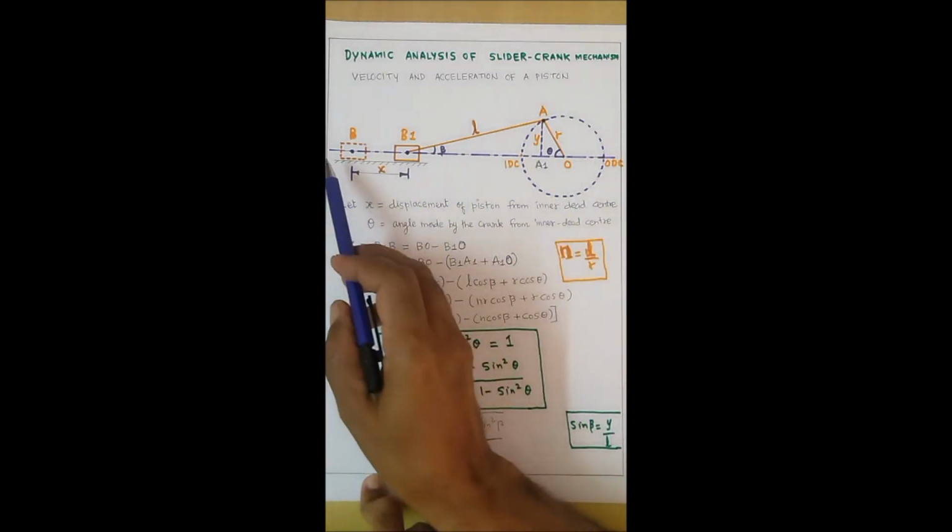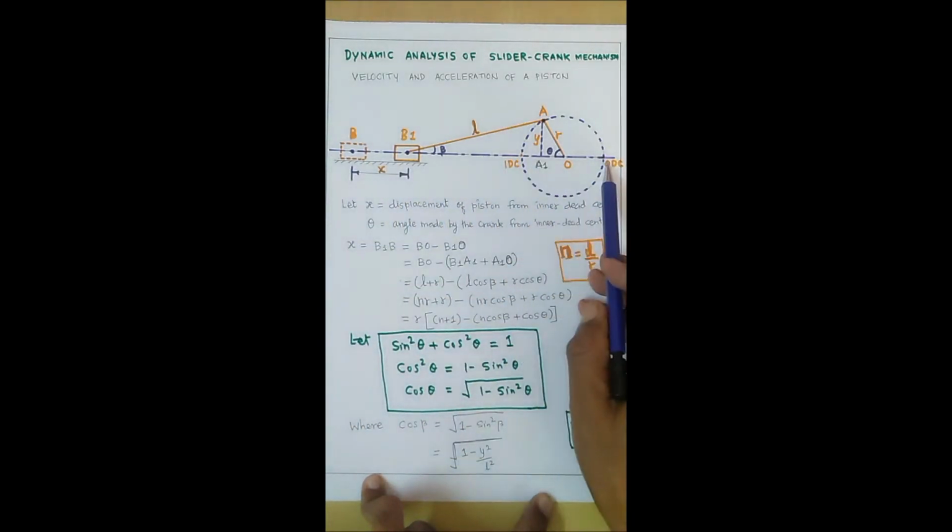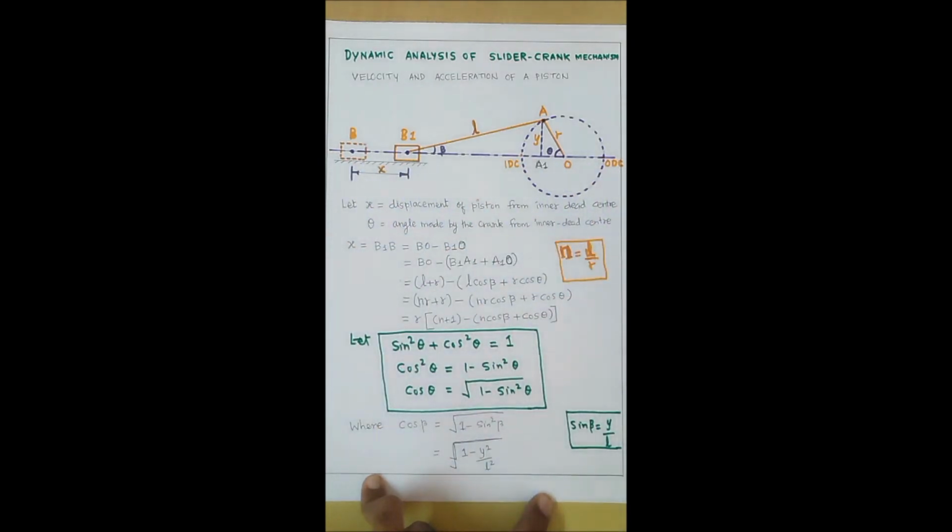Okay. Now you draw a horizontal axis. So this is the horizontal axis. On the horizontal axis, take any arbitrary point. So this is point O, the arbitrary point. OA is the crank. This crank is rotating with respect to O in this circle. This is the path of rotation of the crank.